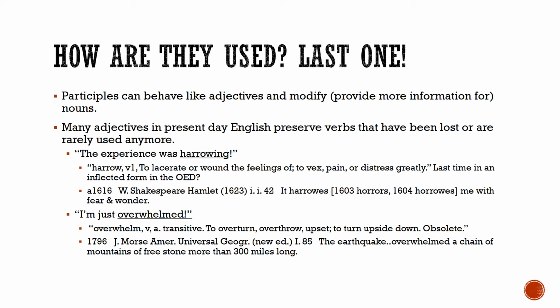Now you'll notice in the 1603 and 1604, those are the bad quartos, quote unquote, right? So those are alternative readings of the text. And we can see exactly why the 1623 First Folio version prefers harrows, because it's a verb. Horrors is a noun. I'm just overwhelmed, right?